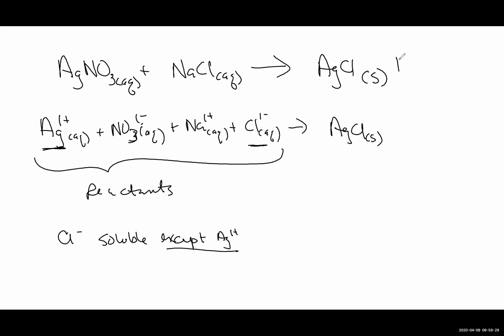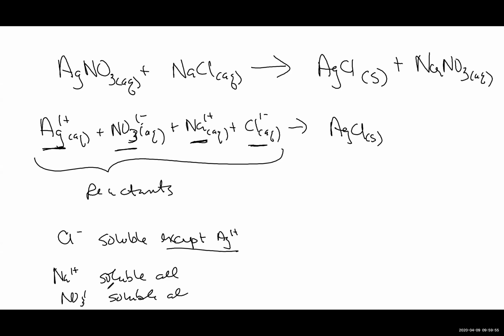What's my other possible compound? Well, my sodium can mix with my nitrate. And again, sodium is +1 and nitrate is -1, so it's just going to be NaNO3. Now this is going to stay aqueous because if I look on my solubility table, it tells me that all alkali metals are soluble and all nitrates are soluble. So that means that NaNO3 is always soluble. So I'm going to write it as aqueous.